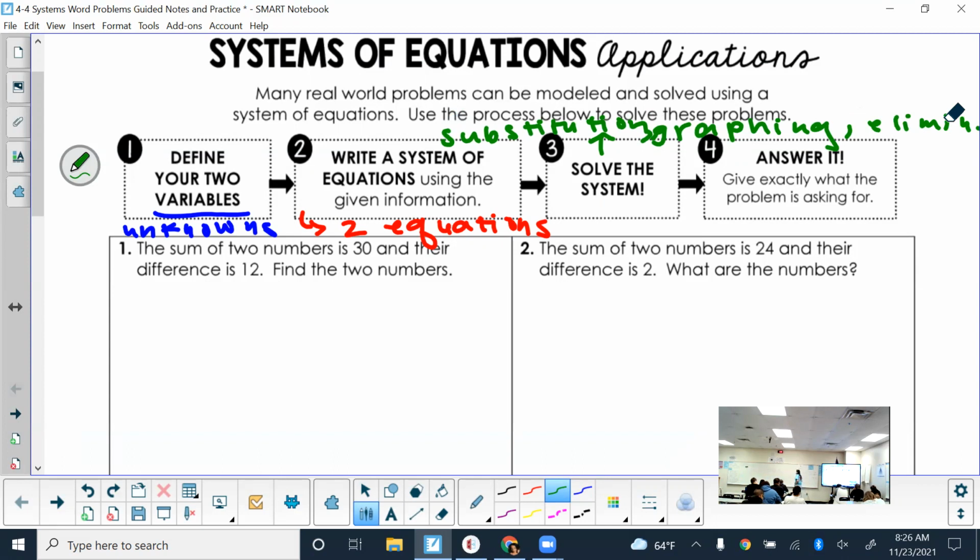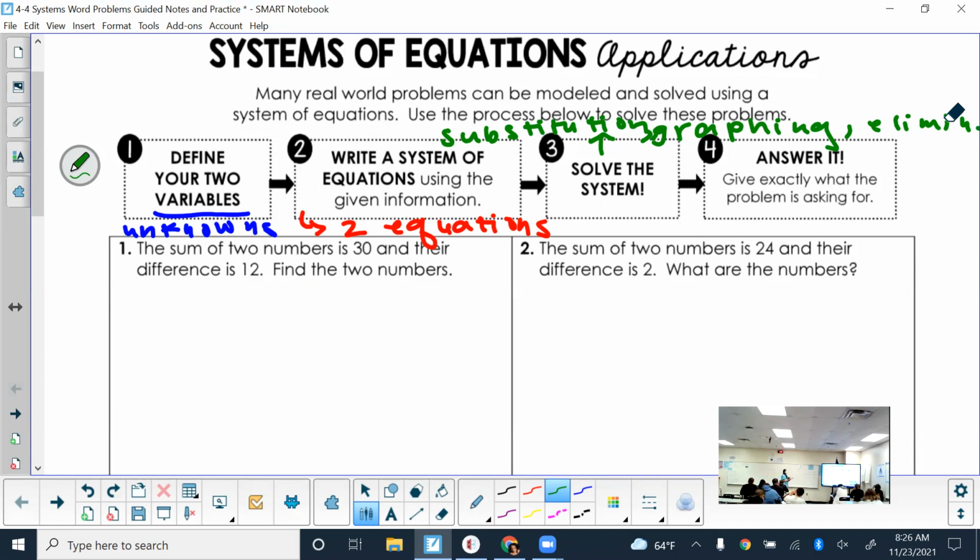All right, whatever one you think would be easier. Sometimes it's easier just to substitute. Sometimes it's easier to do elimination. So just pick one and follow through with it. And make sure that your answer is relevant to the problem.